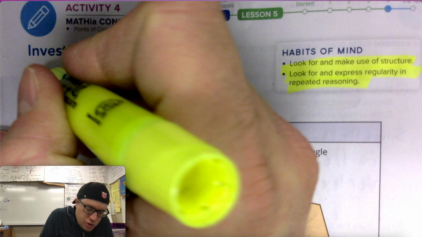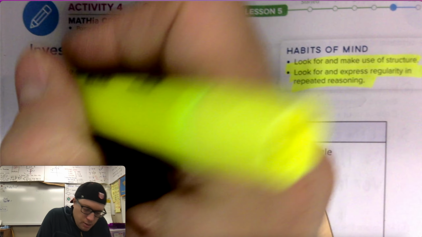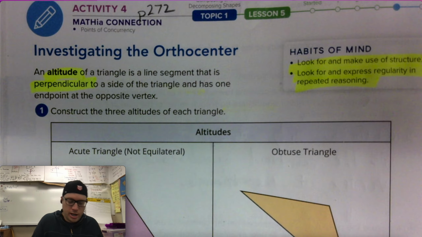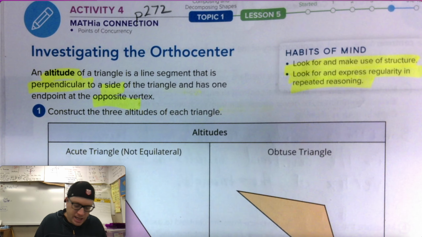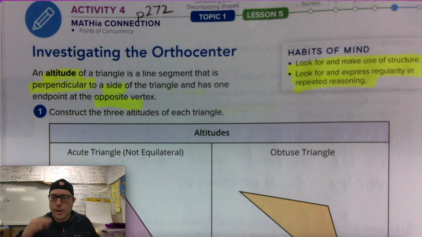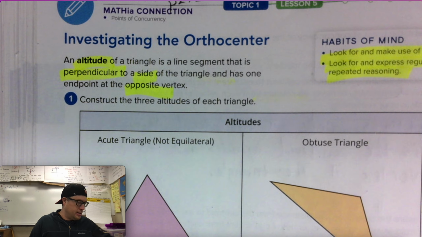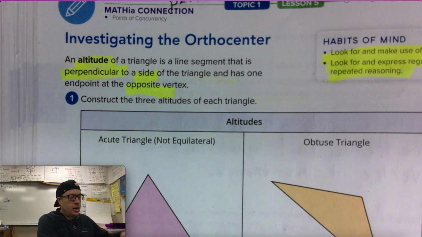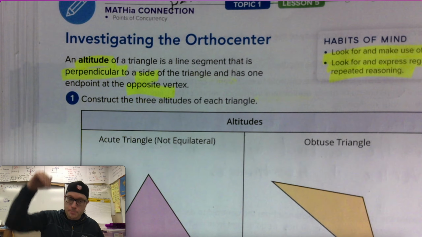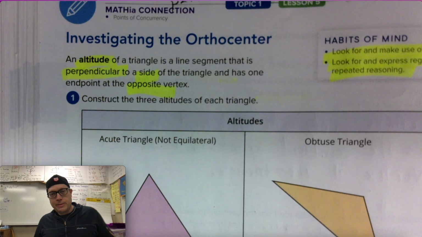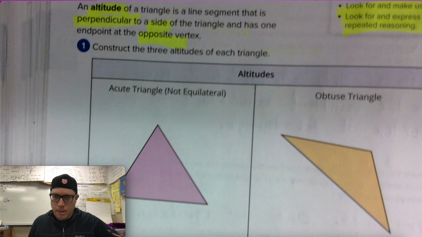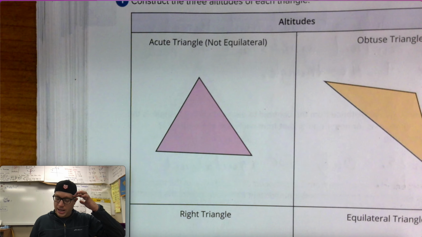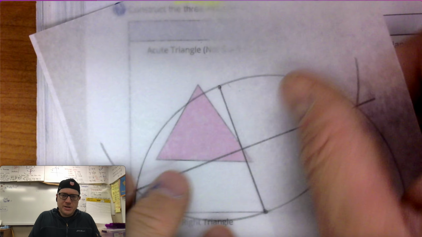We're going to make an altitude of a triangle. An altitude of a triangle is a line segment that is perpendicular to a side of a triangle and has one endpoint on the opposite vertex. You'll see it as I create it, but think about what that means. I'm going to draw the lines of a triangle so that one corner makes a directly perpendicular line segment to the opposite side. It's not a perpendicular bisector that cuts the line in half. It's an altitude.